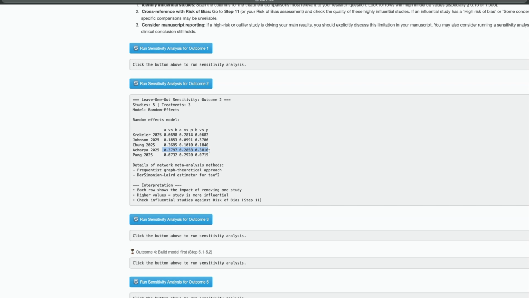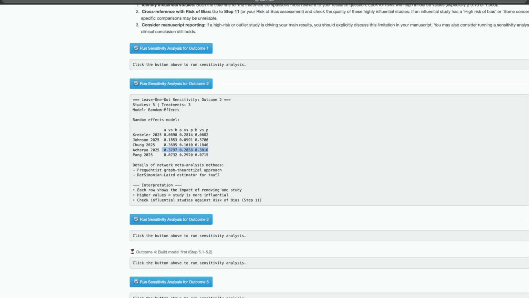Here's what you should do with this information. First, cross-reference these influential studies with your risk of bias assessment from Step 11. If a highly influential study also has a high risk of bias, your network results may not be trustworthy. Second, examine the characteristics of influential studies. Are they very different from the others in terms of patient population, intervention dose, or study design? If so, this might explain why they're so influential.